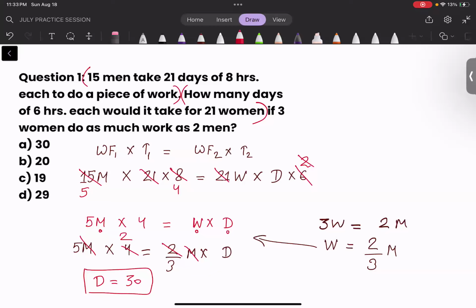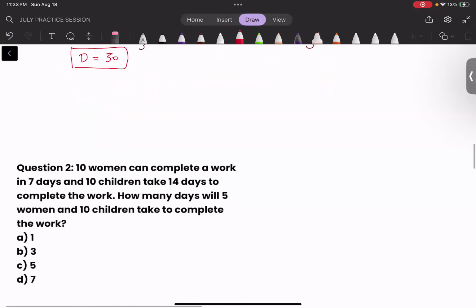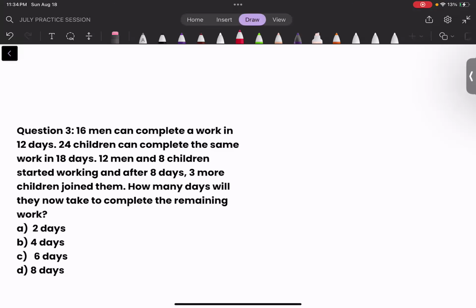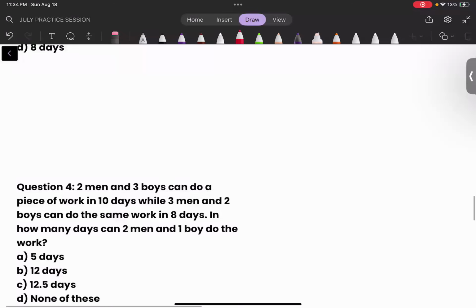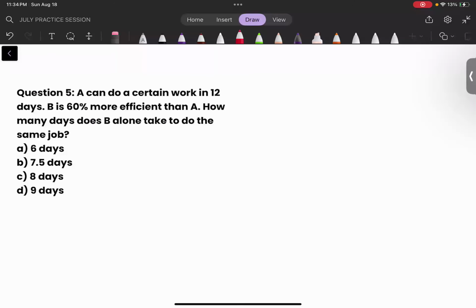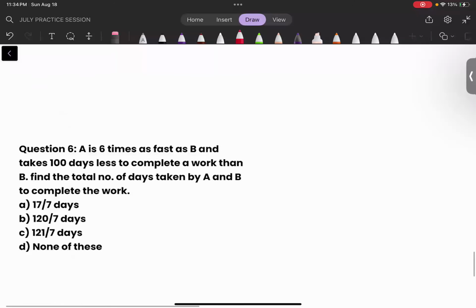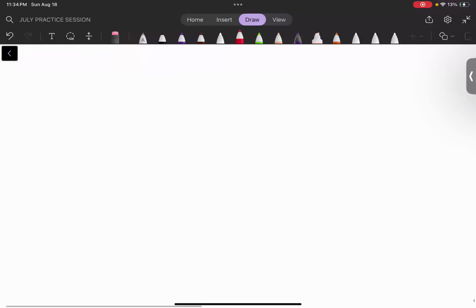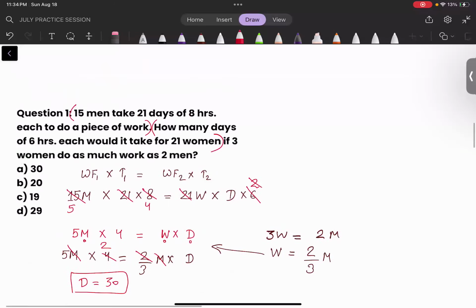Okay. Now, the rest of the questions we'll do in the next class. All of the next questions will have different types of workforce, not the same type. Here, we have women also, children also. Here, we have women, children, men also. Here, we have men and boys. Here, we have two persons, A and B. So different persons, different types. Here also A and B. These questions we'll do in the next session.